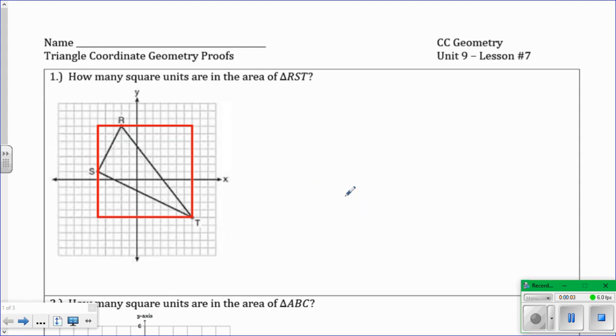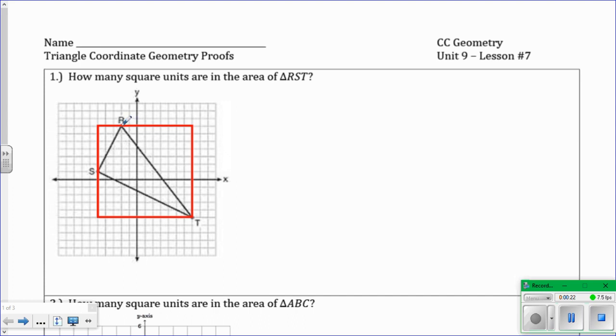Number 1 asks us to find the number of square units in the area of triangle RST, and we're going to do something called the box method. So what you want to do is draw either a square or rectangle. It depends on what it turns out to be. So that it's the largest either square or rectangle you can possibly draw, so that each of the 3 vertices of the triangle are actually on that figure.